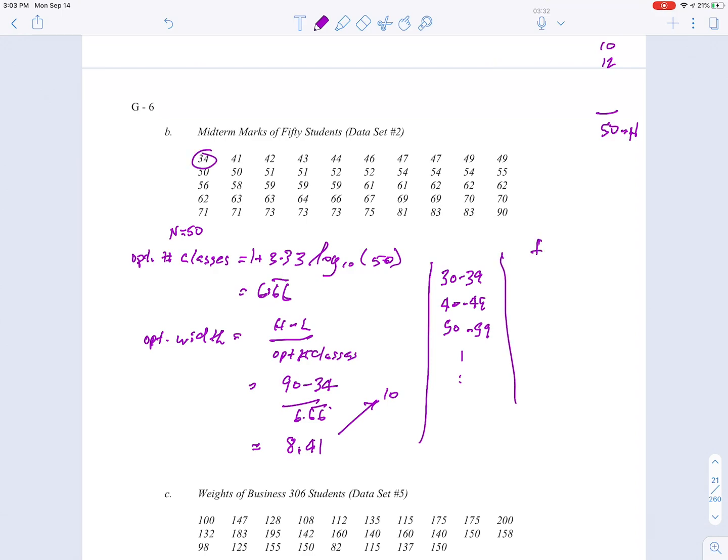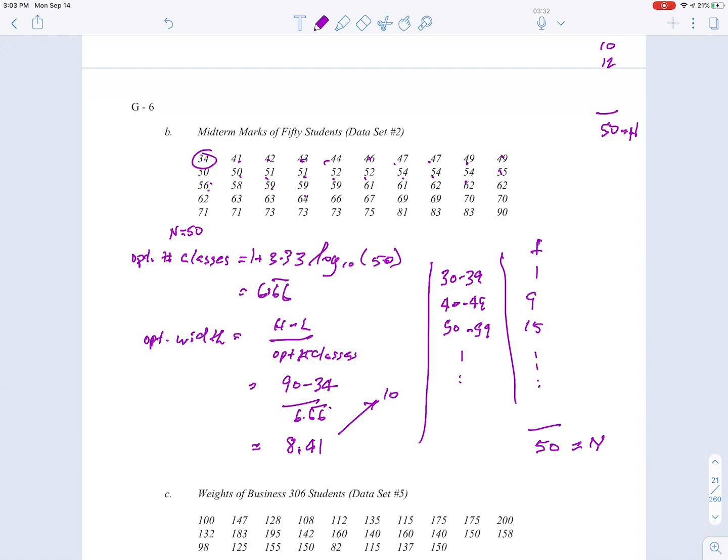So I've got 130, so it's 1, and then I've got 1, 2, 3, 4, 5, 6, 7, 8, 9, 9 of the 40s, and then 50s, 1, 2, 3, 4, 5, 6, 7, 8, 9, 10, 11, 12, 13, 14, 15 it looks like, and all the way down, and actually I'll end up with 50 again, which is our N.